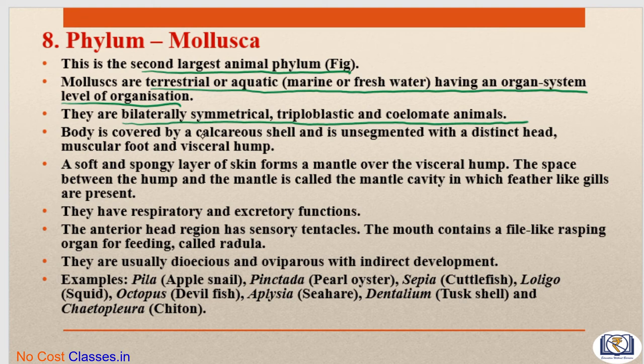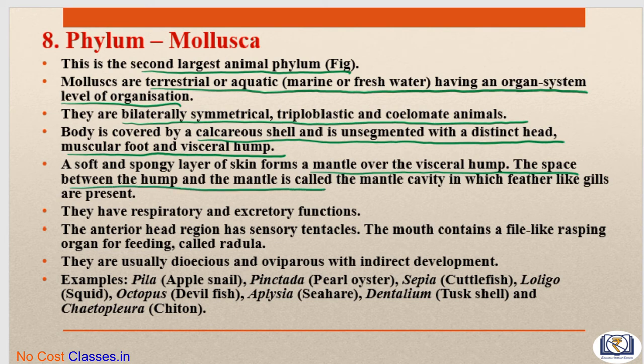The body is covered by a calcareous shell that is unsegmented with a distinct head, muscular foot and the visceral hump. A soft and spongy layer of the skin forms a mantle over the visceral hump, and the space between the hump and the mantle is called the mantle cavity, in which feather-like gills are present. They have respiratory and excretory functions as well.